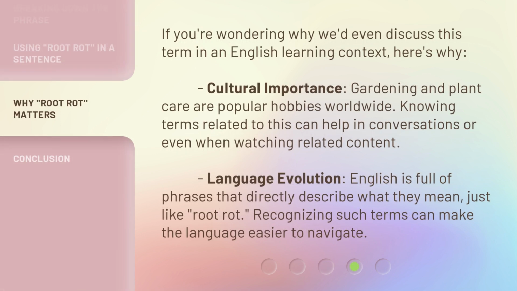If you're wondering why we'd even discuss this term in an English learning context, here's why. Cultural importance. Gardening and plant care are popular hobbies worldwide. Knowing terms related to this can help in conversations or even when watching related content. Language evolution. English is full of phrases that directly describe what they mean, just like root rot. Recognizing such terms can make the language easier to navigate.